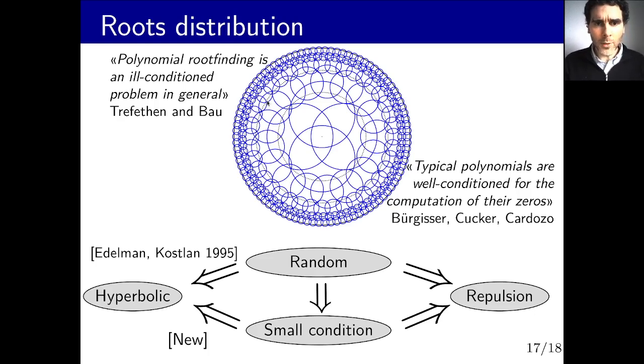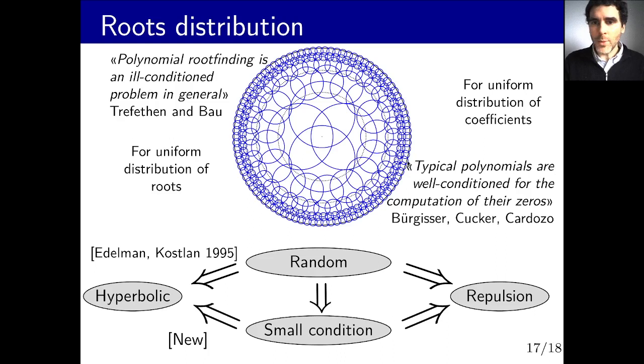And this actually allows us to understand the literature. So some people say that polynomial root finding is an ill-conditioned problem in general. Others say that typical polynomials are well conditioned for the computation of their zeros. Actually, what we can see is that indeed for uniform distribution of the coefficients, polynomials are well conditioned. However, for uniform distribution of the roots in the unit disk, the corresponding polynomial is ill-conditioned for the problem of root finding.